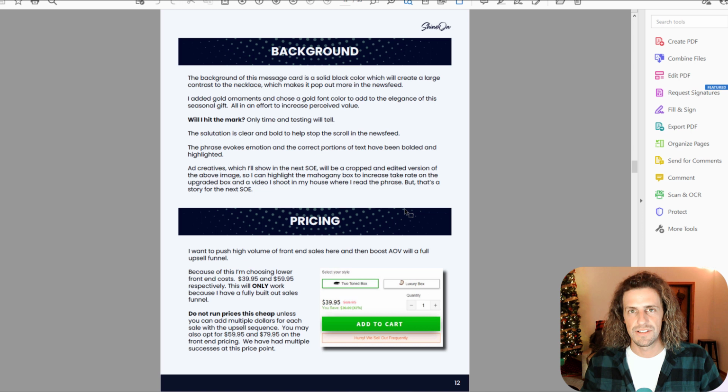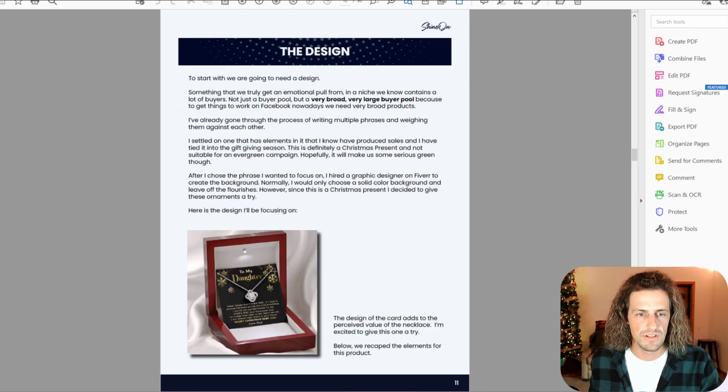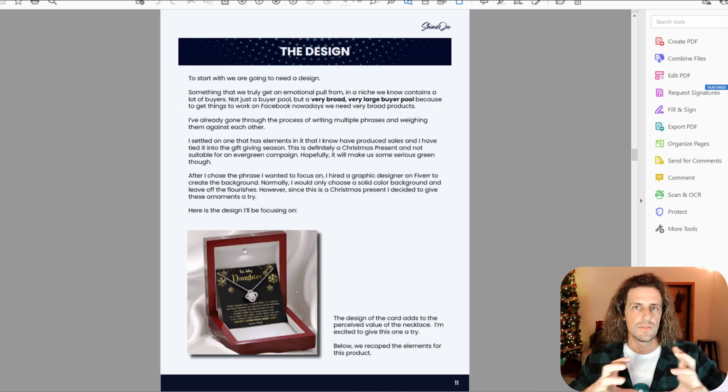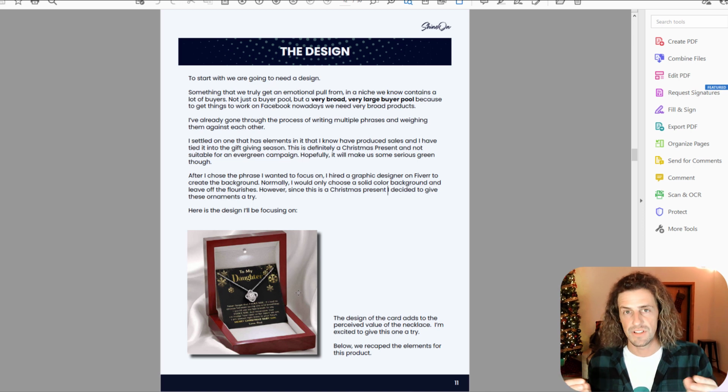Sometimes, getting through the failures gets you closer to that winner once you can finally find it. Now, the actual ad that will be run will be a cropped version of this. What we like to do is get as close as we can to the phrase itself so that people can read it, especially in the ads.